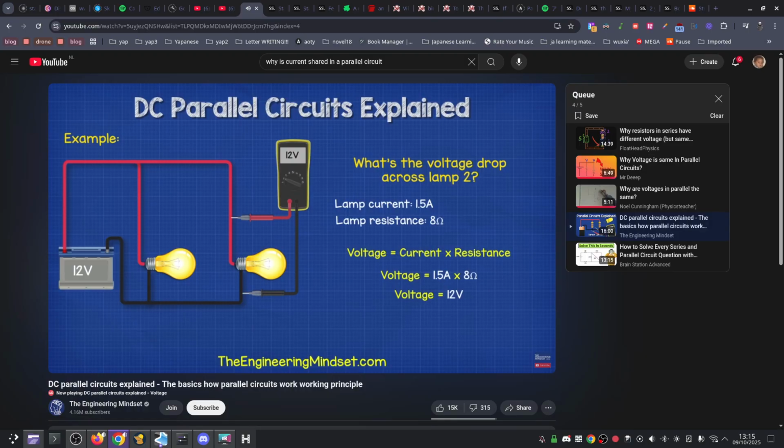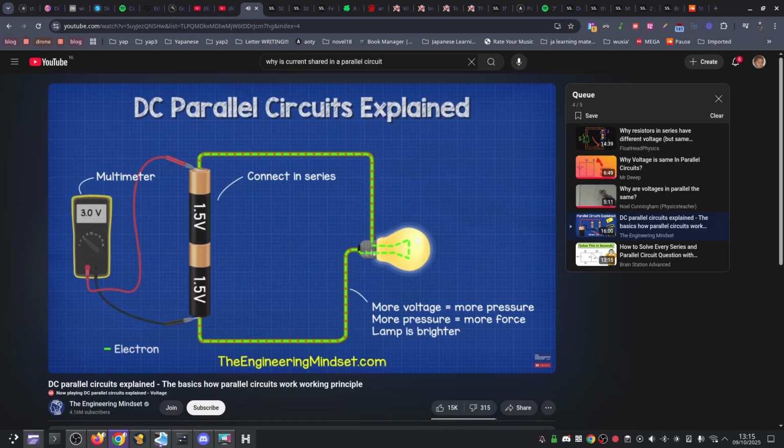It has a current of 1.5 amps going through it and a resistance of 8 ohms. 1.5 amps multiplied by 8 ohms gives us 12 volts. If we connect two 1.5 volt batteries in series, the voltage increases to 3 volts. Why? Because the electrons are being boosted by the second battery, so they increase in pressure or voltage.